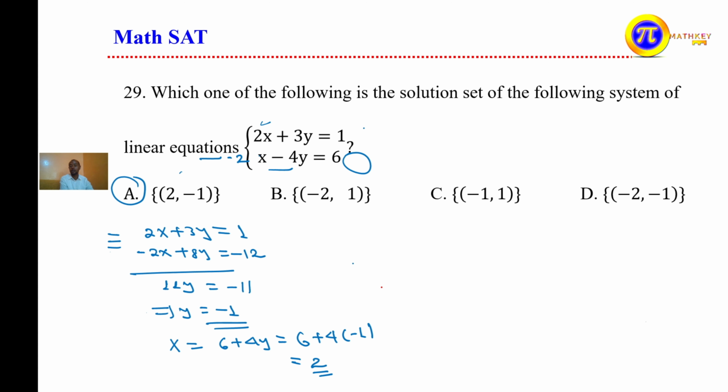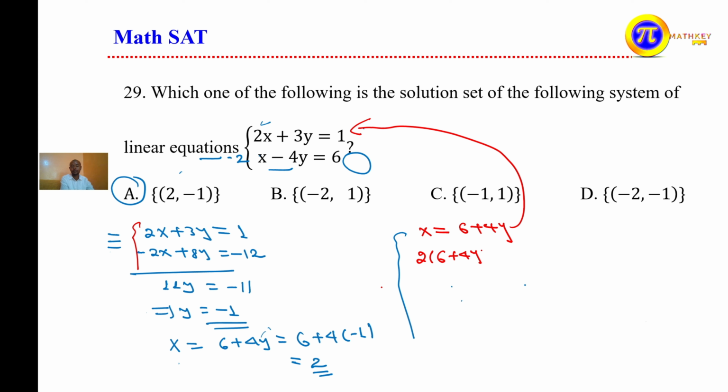You have to use this one. Or if you want, from the second equation you may express x in terms of y. That becomes 6 plus 4y. So you can insert this into the first equation. That means x is 6 plus 4y, so twice of x means twice of 6 plus 4y, plus 3y, is equal to 1. 2 times 6 is 12 plus 2 times 4 is 8y plus 3y is equal to 1.